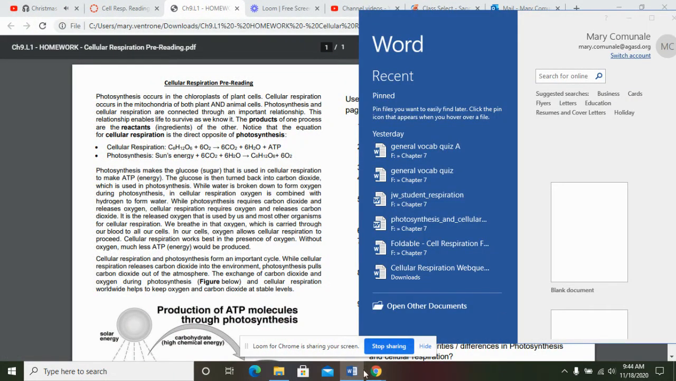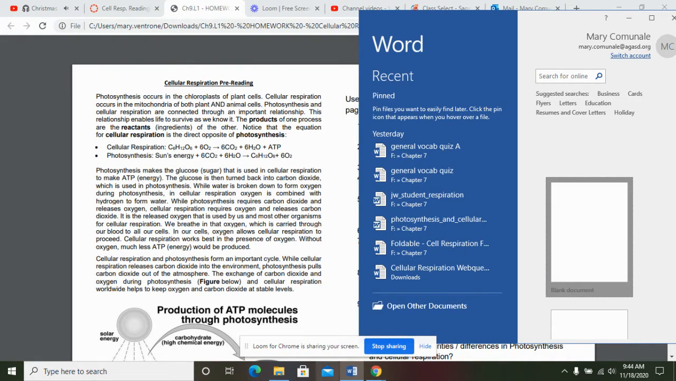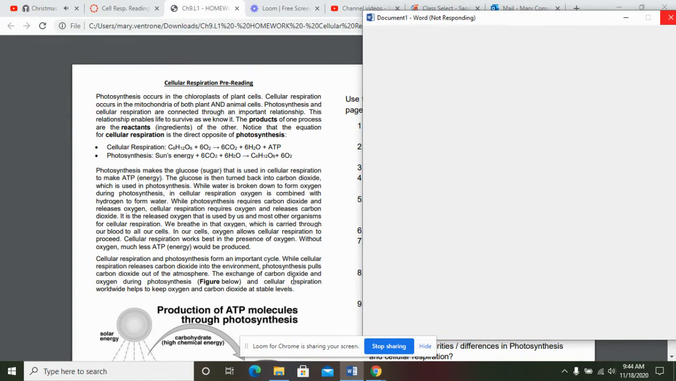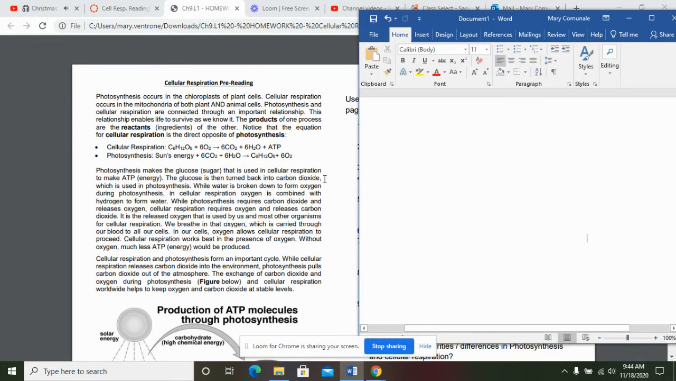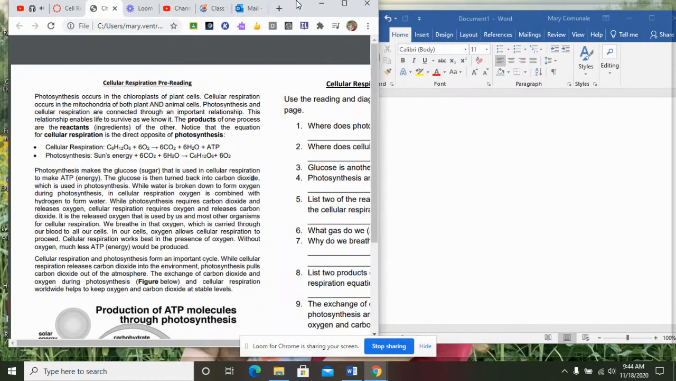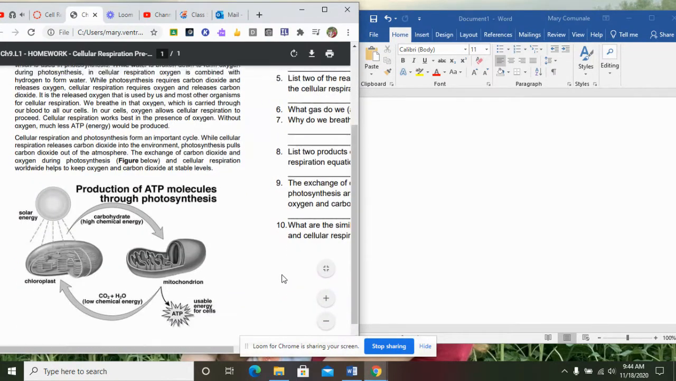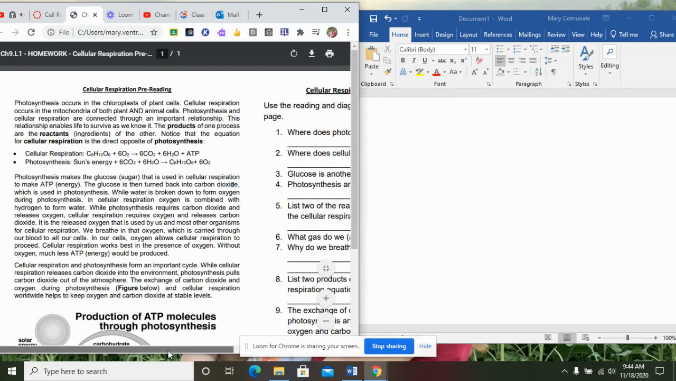And since this is a PDF document, I can't write on it either. I don't have it in Cami right now. Okay, so basically you're going to go through and you should be able to find the answers in this little one page of reading, and there are 10 questions to go along with it.